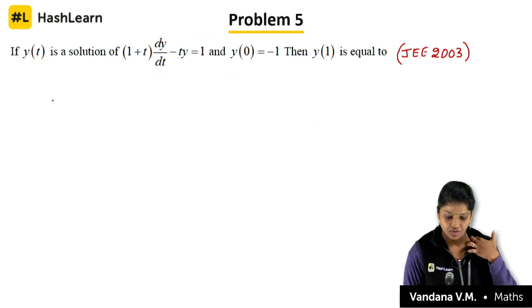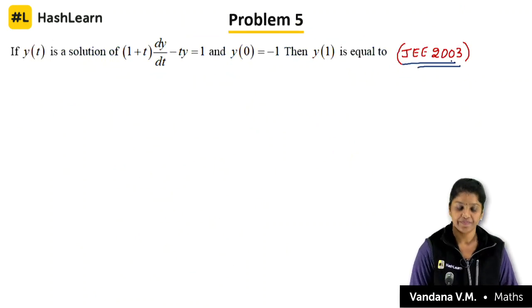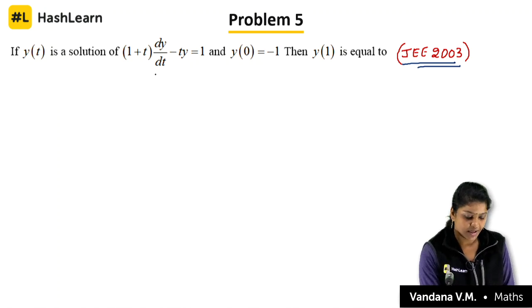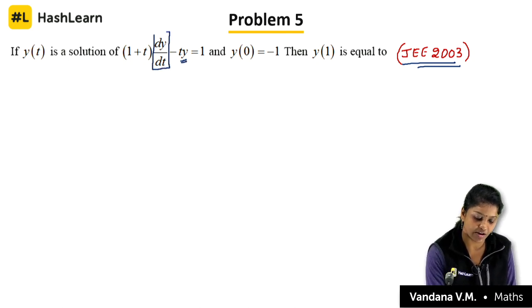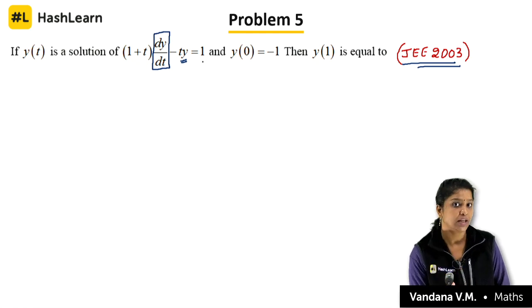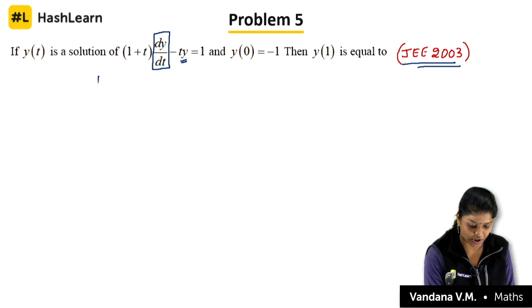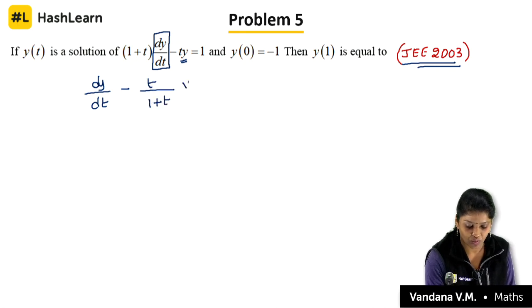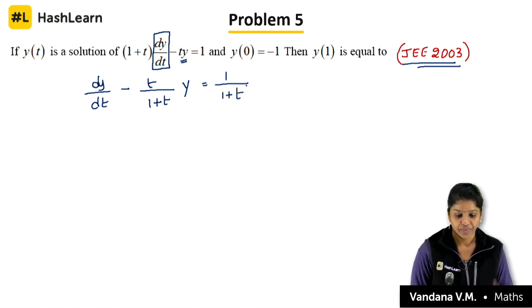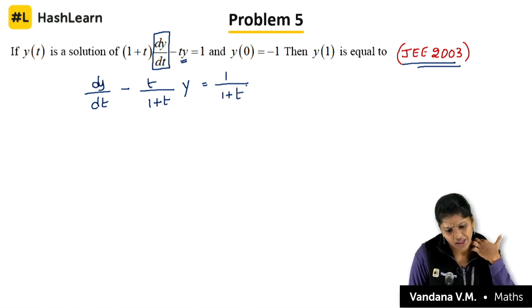So, the next question, a very interesting question. This is also a 2003 question. Clearly, I can make out only one y is there. Here it is in the form of dy by dt. So, I will check whether only one t is there or one y is there. Only one y. So, it is a linear differential equation. So, dy/dt minus t/(1+t) y is equal to 1/(1+t).